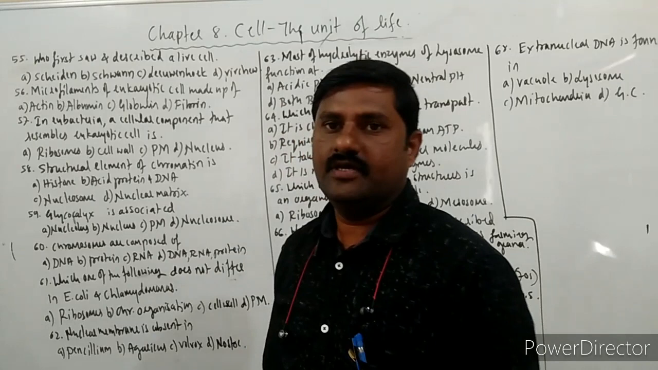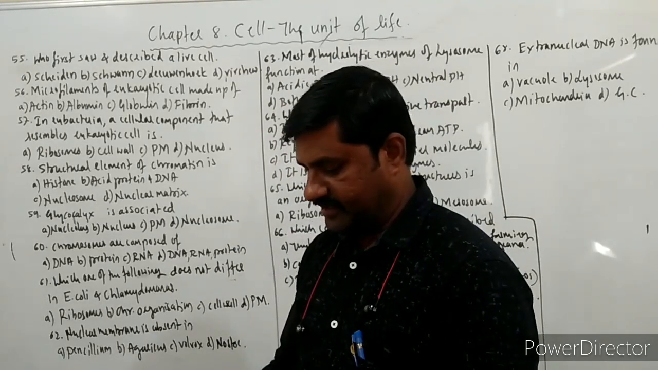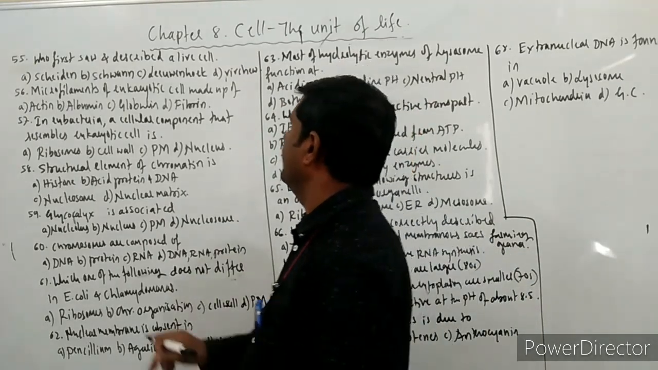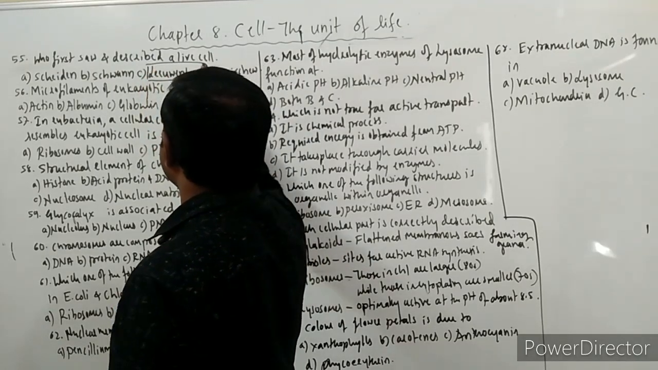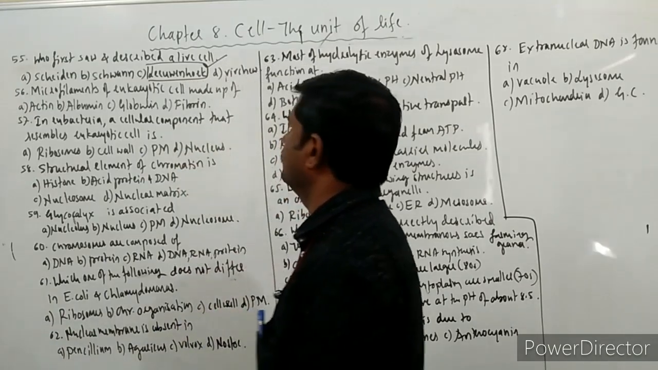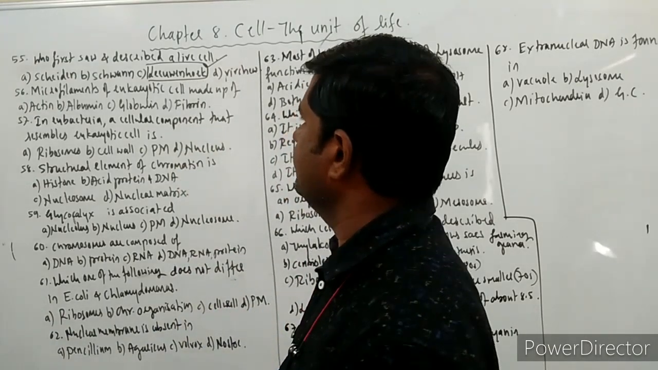For the first time, a live cell was seen as well as described by one of the scientists, that is Leeuwenhoek. He is the first scientist, the one who saw that one, right?